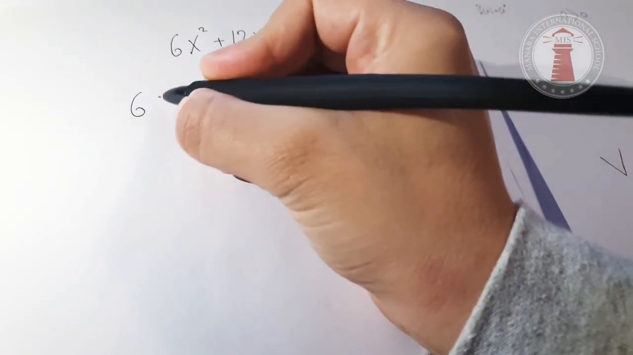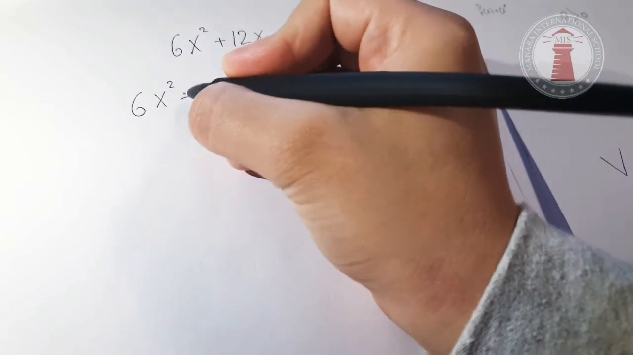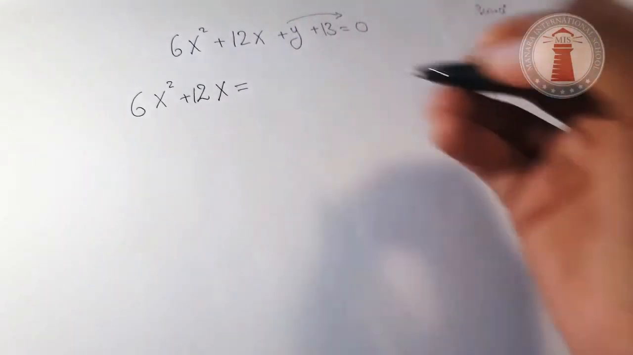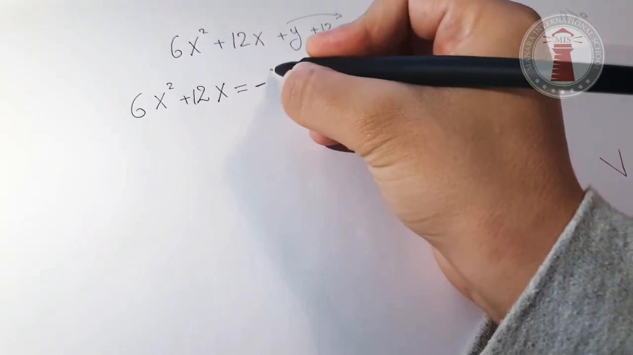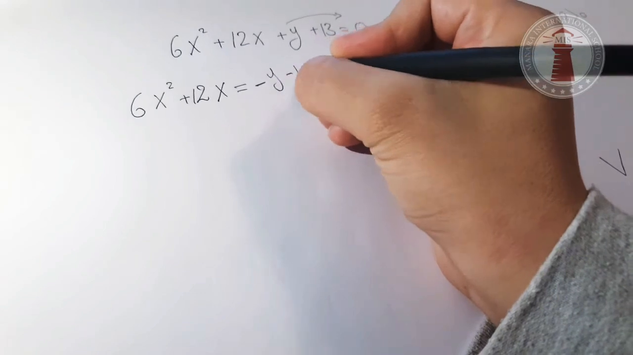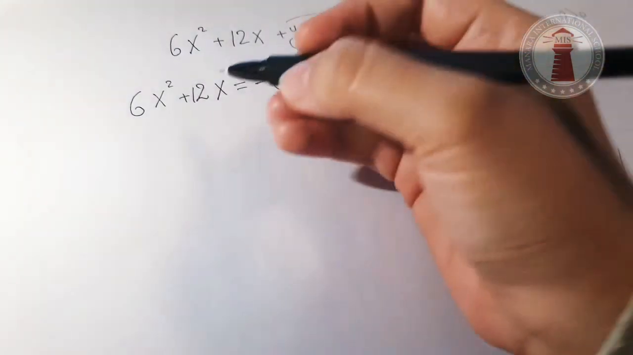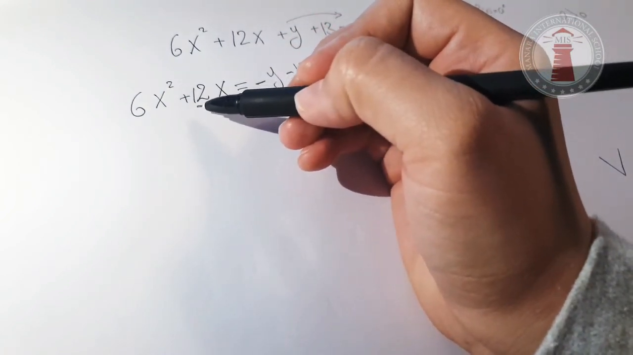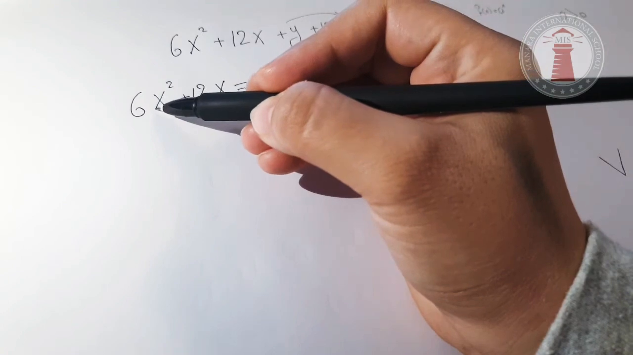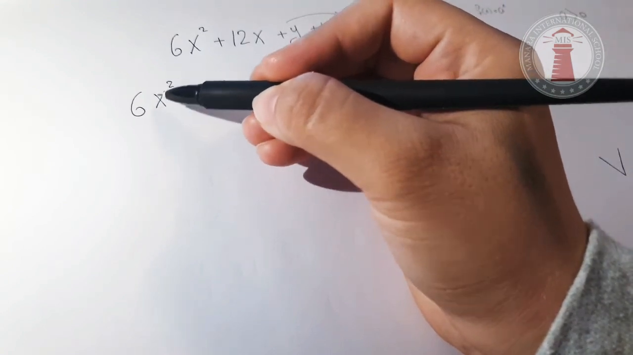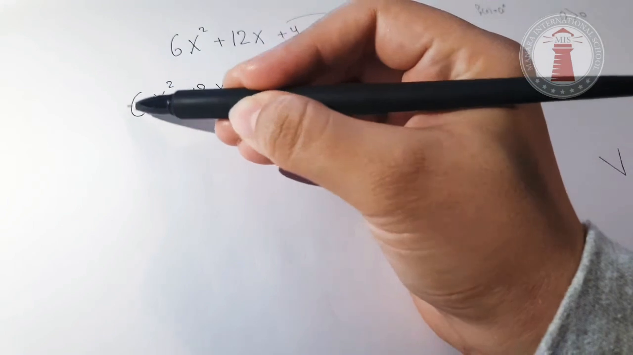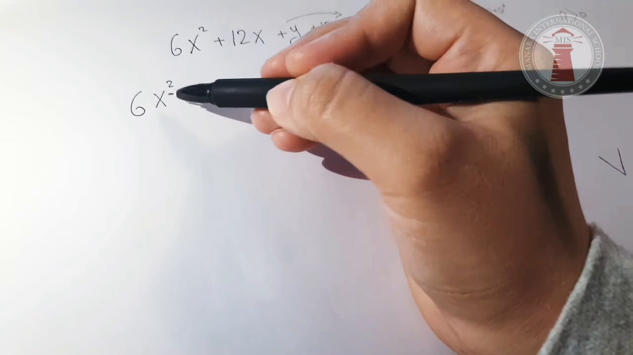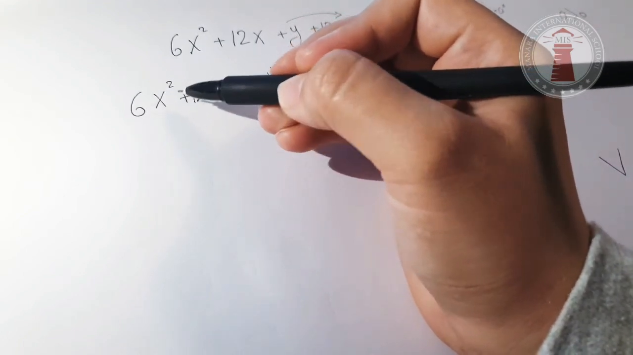Then we have 6x squared plus 12x equals, take these two to the other side, so it becomes minus y minus 13. Let's keep it this way for now. Now here we already have a common factor, because when we complete the square, we have to make the coefficient of x squared 1. So we need to take the coefficient of x squared as a common factor, even if there was a fraction or this number is different.